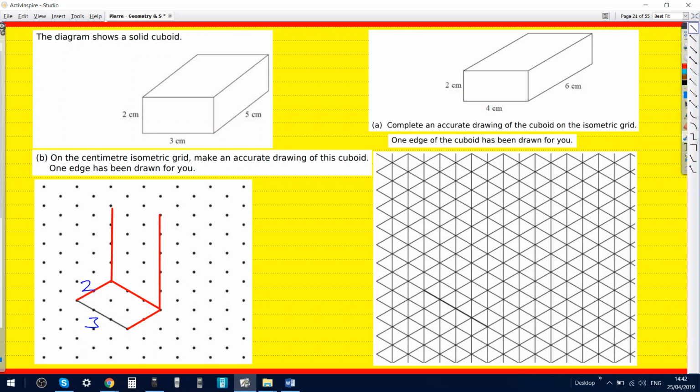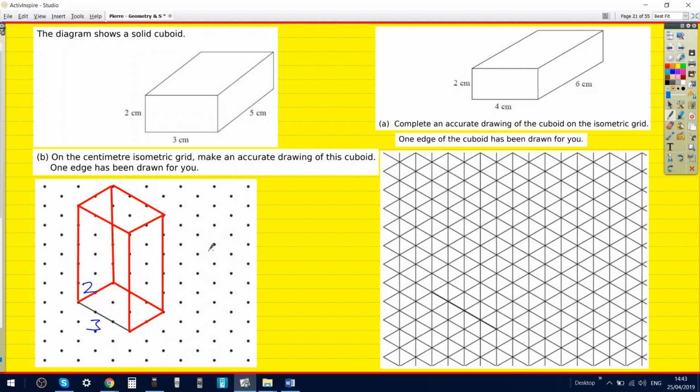1, 2, 3, 4, 5. 1, 2, 3, 4, 5. And 1, 2, 3, 4, 5. And then you just join those up. See. Okay, so the one on the right is exactly the same. It's just that instead of using dots, it's using lines, but it's the same thing. Right. Okay. Shall I give it a go?